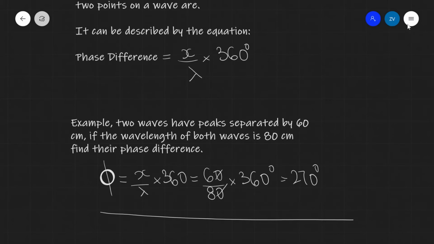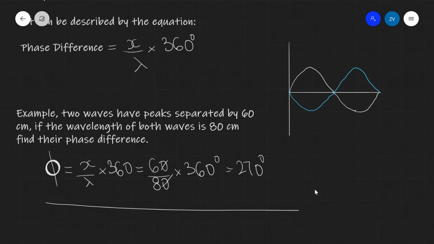270 degrees. A very useful rule of thumb to remember is that if two waves differ by 180 degrees, they're going to be differing by half a wavelength, because this fraction over here will be a half. If they differ by half a wavelength, a peak will be meeting a trough.